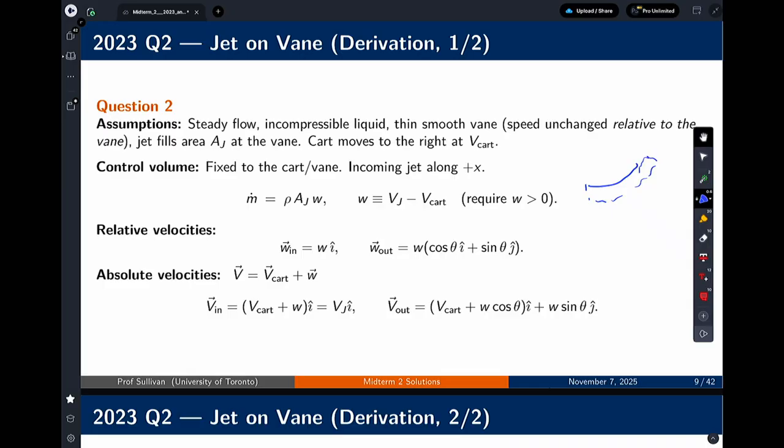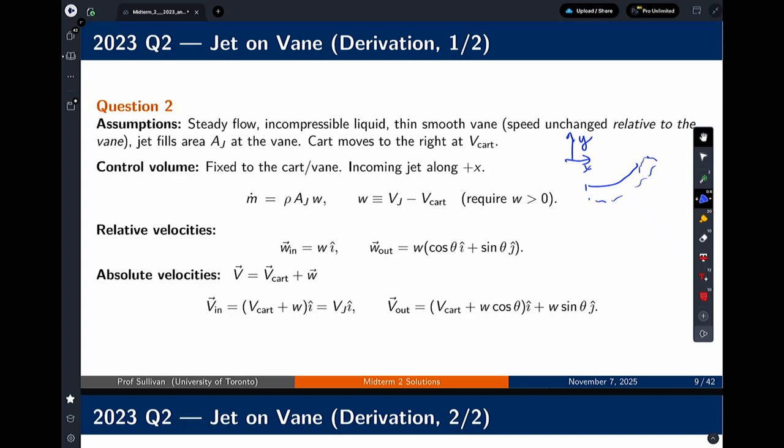and you're defining the directions, make sure, unlike me, that you put an X and a Y. So W in is just W i, the incoming fluid. W out is W cos theta i plus sine theta j. So velocity of the cart plus W, put everything together, and you get velocity in and velocity out.